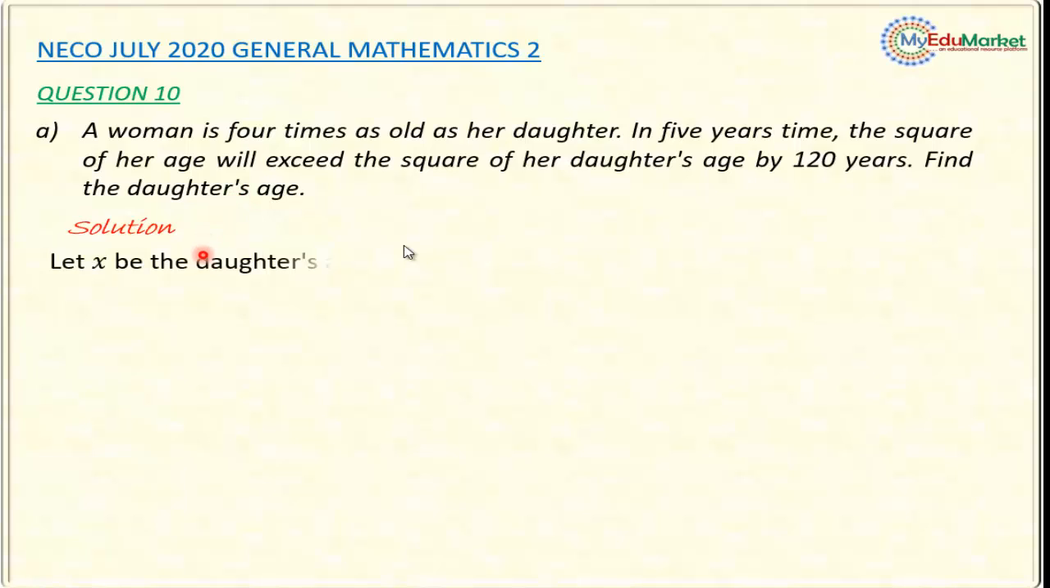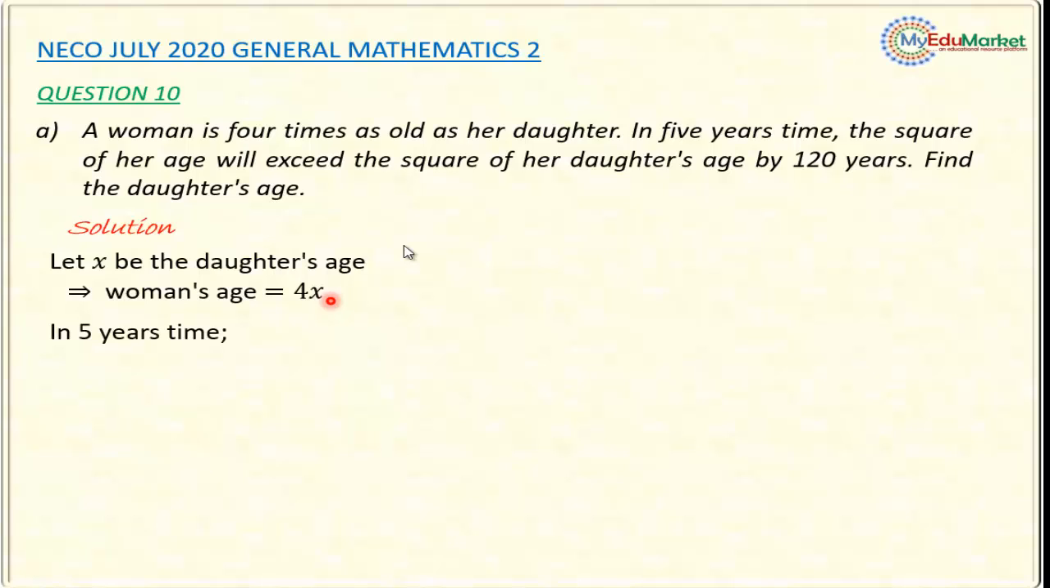So let me let x be the daughter's age, meaning the age of the daughter now. If the age of the daughter is x years now, the question says the woman is 4 times as old as her daughter. So I will use this information to find the age of the mother in terms of x. Therefore the age of the mother, that is the woman's age, is going to be 4x. Why 4? Because it says 4 times the age of the daughter, and x is the age of the daughter. Therefore the age of the mother is now 4x.